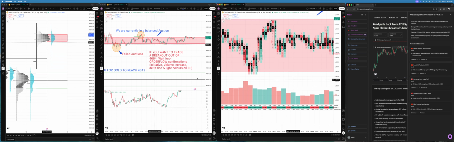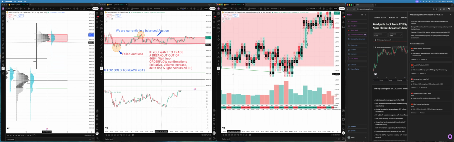Again, you see, when we came here we had a little bit of dark and light colors, except this is a point of control. This one, you have to see dark red or dark green. The black just means the point of control. You can see when we came here we had that rejection candle but still had some light colors. Then as we came back and retested, dark colors came in.